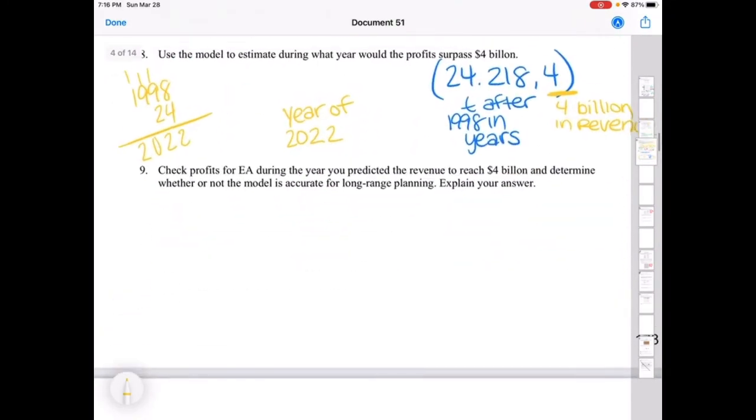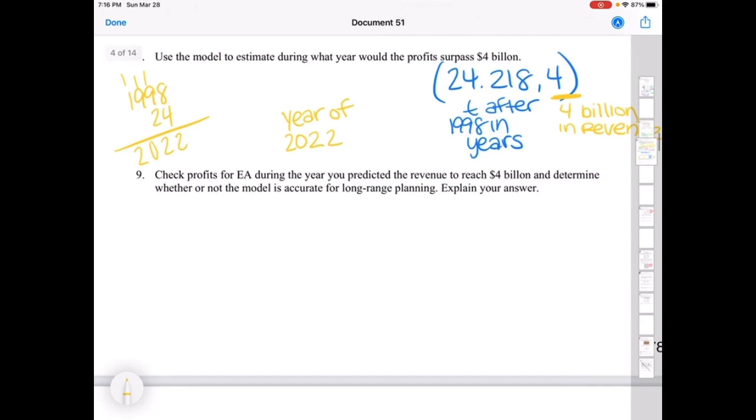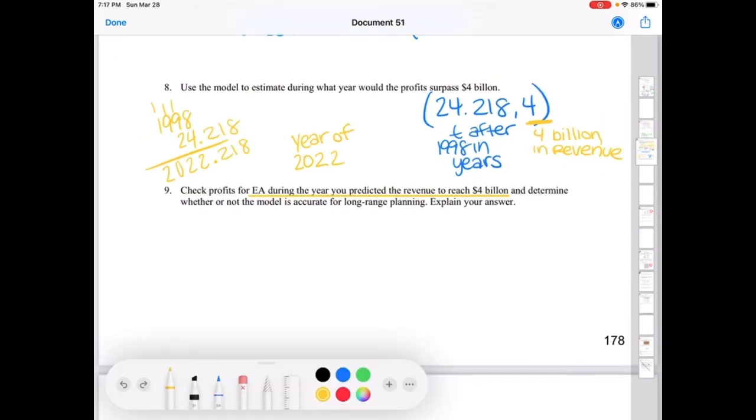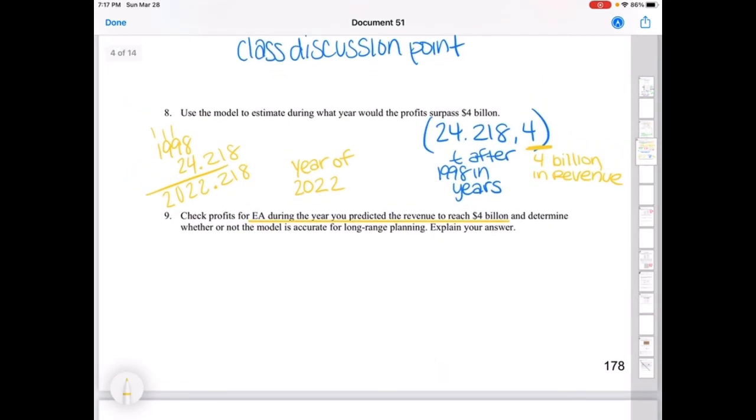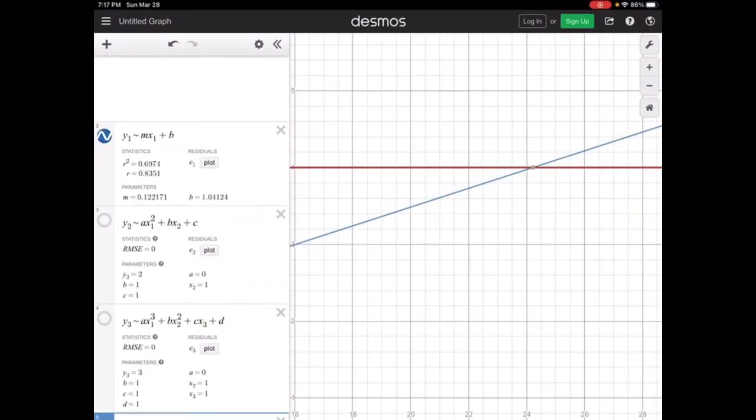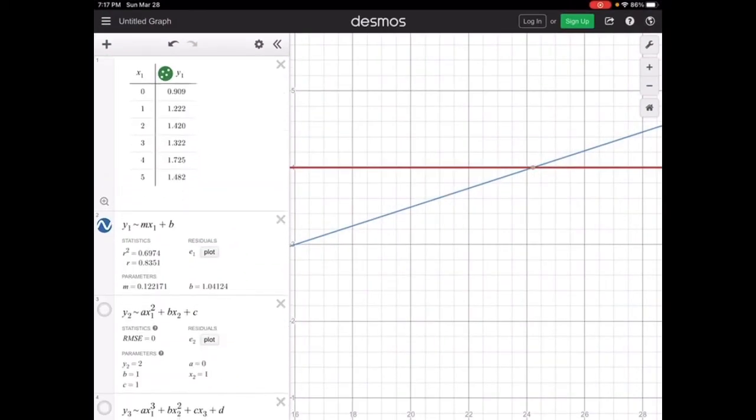And this last question says, okay, well, if we check profits for EA during the year that we predicted the revenue would reach 4 billion. And we can determine that it's not very accurate right away because we don't really have that much data. If we look back at our table here, we only have 6 data points. So that's not very accurate for determining long-term revenue.